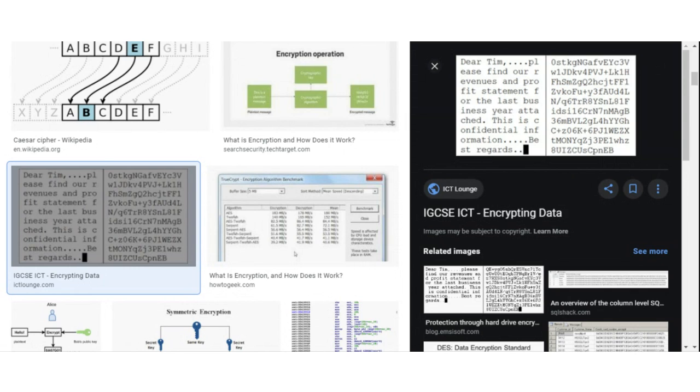Then you have the message integrity. In terms of message integrity, it is the assurance that the information on that mail is correct and accurate. That is what you call the message integrity.